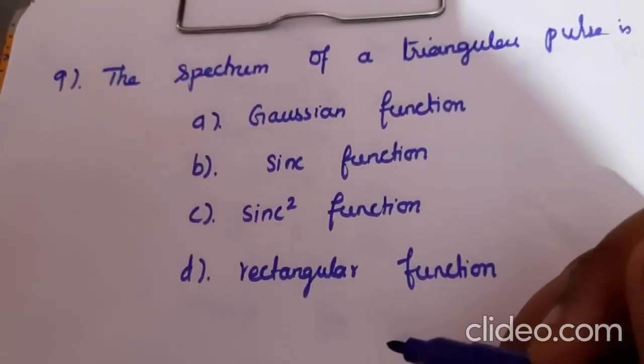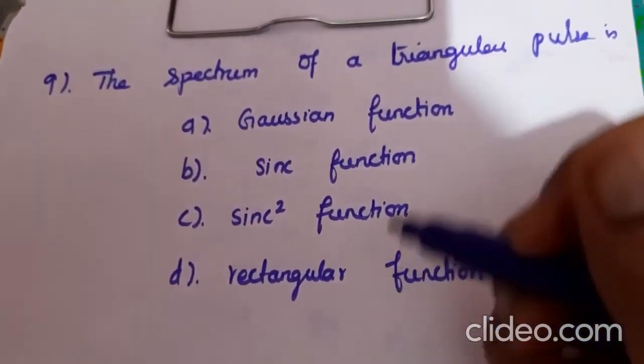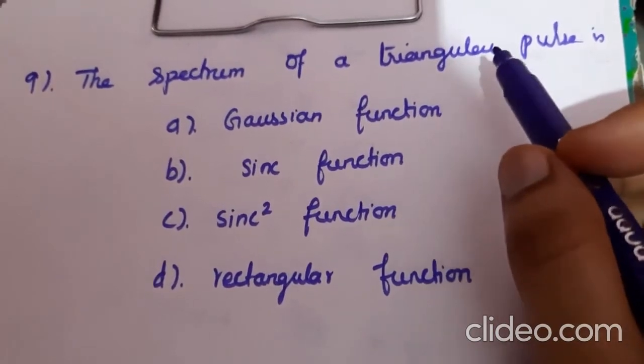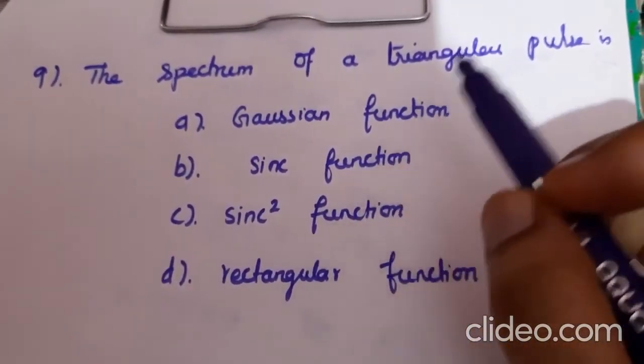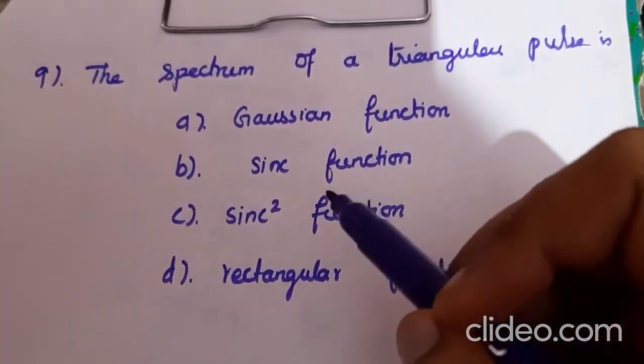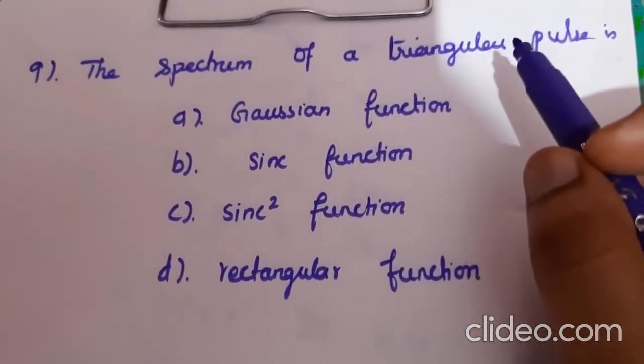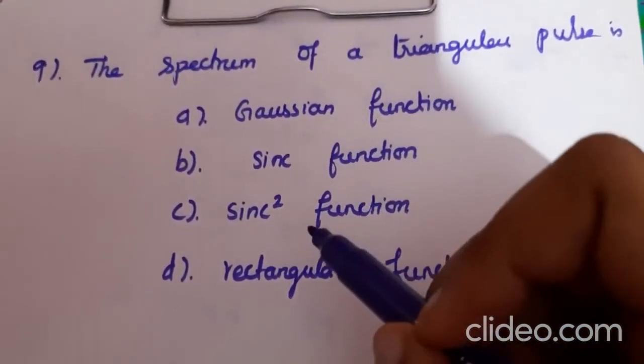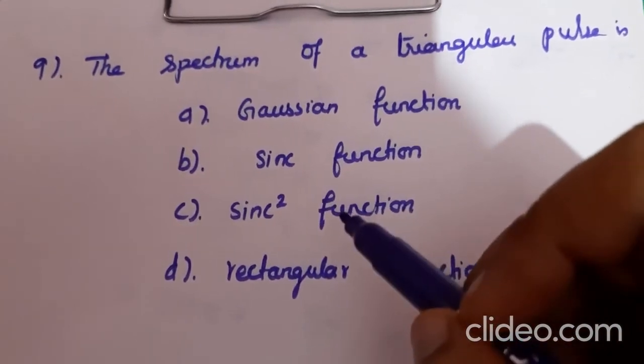Ninth question, the spectrum of a triangular pulse is, and always the triangular pulse is related to the sinc squared function. A rectangular pulse is related to the sinc function. Here the spectrum of a triangular pulse is the sinc square function. So here the answer is C.